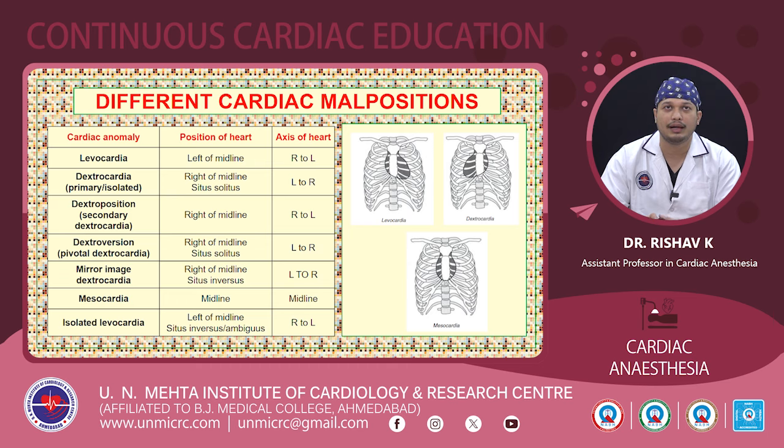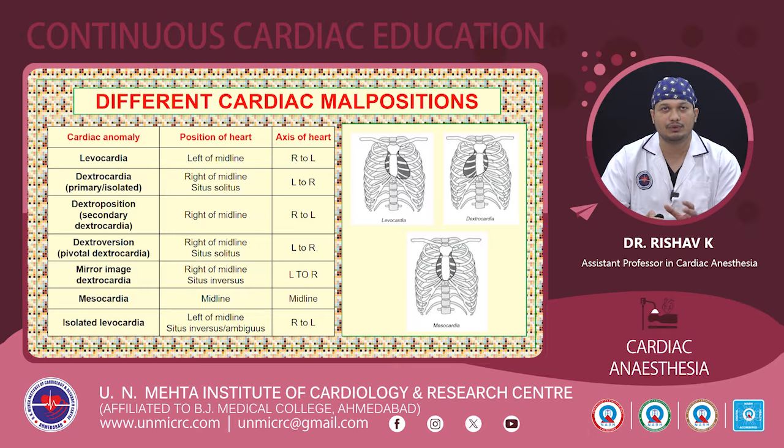Coming to what all the different cardiac malpositions are that we see. If we categorize all the different cardiac malpositions, we can categorize them mostly in terms of the position of the heart and in terms of the axis of the heart, that is, in which part of the hemithorax the heart is located and the base to apex orientation of the heart. The normal orientation is also known as levocardia, where the position of the heart is to the left of the midline, that is, most of the heart is located in the left hemithorax as is seen in the accompanying picture. And the axis of the heart, from the base of the heart to the apex of the heart, is from the right side to the left side.